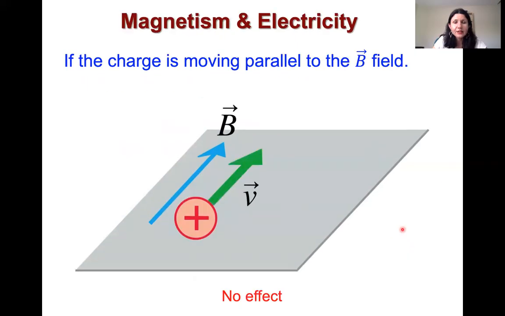Now, if we had a charge which was moving parallel to the magnetic field, so what did we find with our currents before? That when we had a current, the magnetic field was generated. There was no magnetic field component which was parallel to the current. There were circles around, so it was always kind of perpendicular to that current. So how does that translate to this situation?